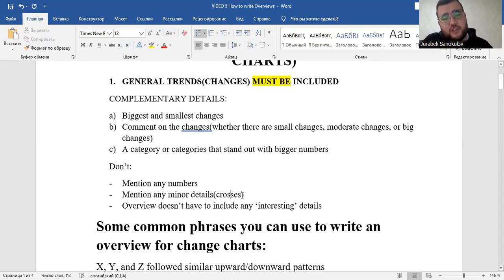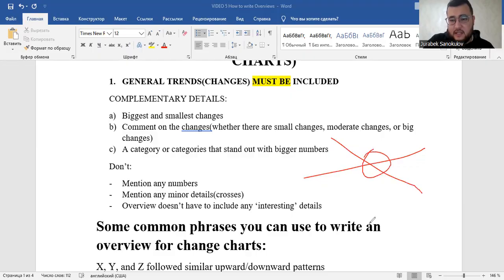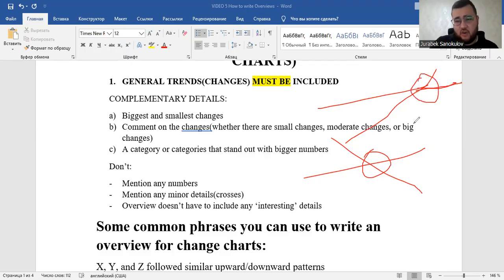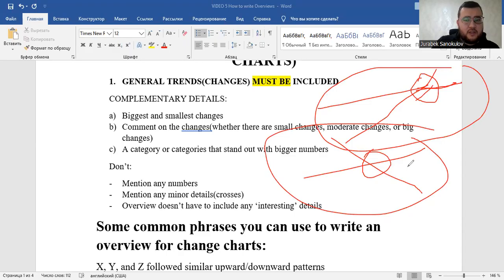Yeah, I wrote crosses here, because sometimes in the graphs, especially with line graphs, students see these things, like this cross. I don't know why, but many students like to include details like this, or there's going to be something like this, this one. So they like to mention this in their overviews. You don't have to mention it. You shouldn't mention this because it's just one detail. You need to pay attention to the bigger picture. Big picture here. So it's just a minor, small detail right there.